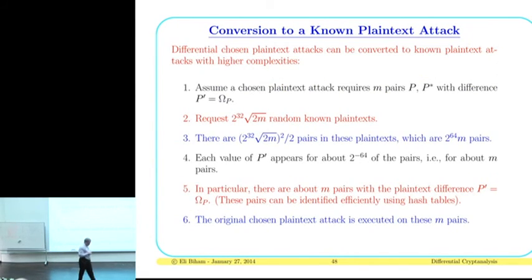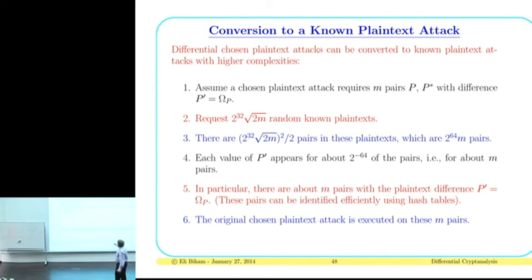Okay, so the idea says the following. Assume that we have a chosen plaintext attack that requires M pairs. This attack does not need to know the plaintexts themselves. It does not select a particular plaintext. It selects many plaintexts with a particular difference, and it doesn't care about the plaintexts themselves.